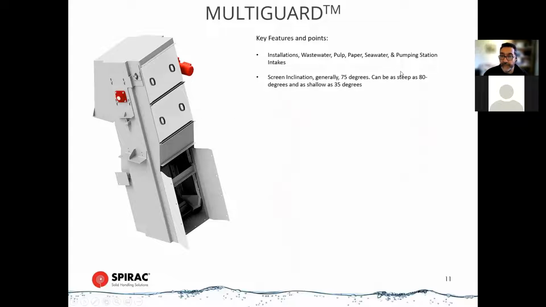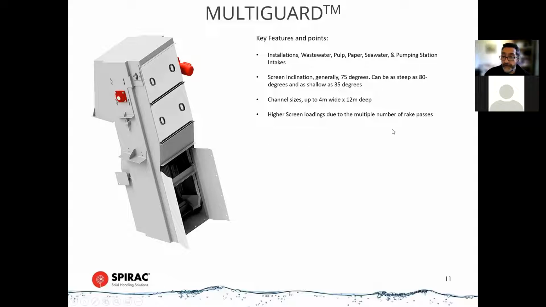It can be as steep as 80 or as shallow as 35. The reason it can be as steep as 80 is because of the carrier beam that does allow large debris to be collected and passed up. The channel sizes can be up to 4 meters wide and 12 meters deep. So these are big screens, and we've installed many of these in Hong Kong particularly.